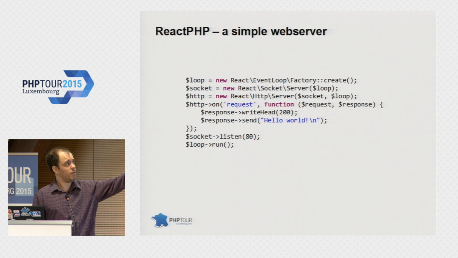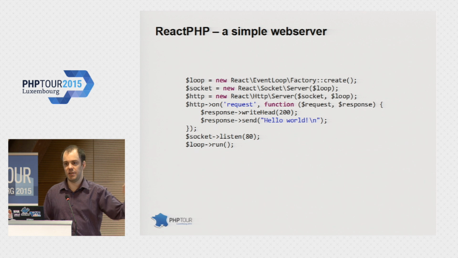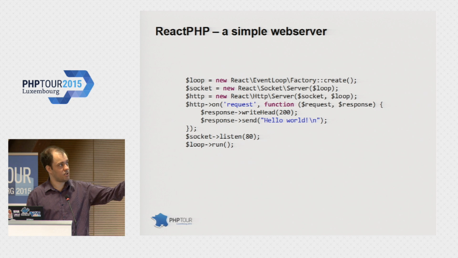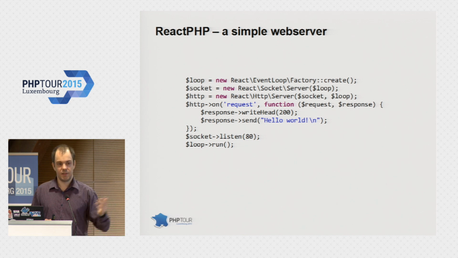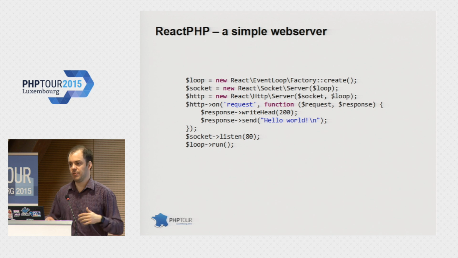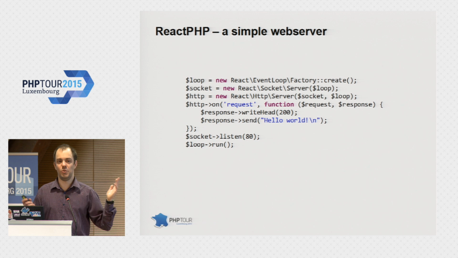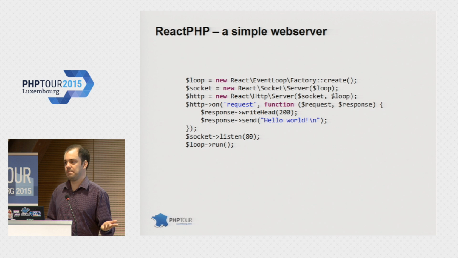And then I'm just going to say, on request, so if I get an HTTP request, execute this piece of code. In this case, what I'm going to do is write an HTTP header saying 200, okay, and then I'm going to send hello world. Finally, I tell the socket to listen on port 80, and then the last keyword is the most critical one here. If you don't do this one, nothing will happen. In this case, I will just say loop run, which is just going to start that event loop. And now we have a web server. Okay, it's not going to do much. It's just going to say hello world, I know, but it'll be a complete web server.